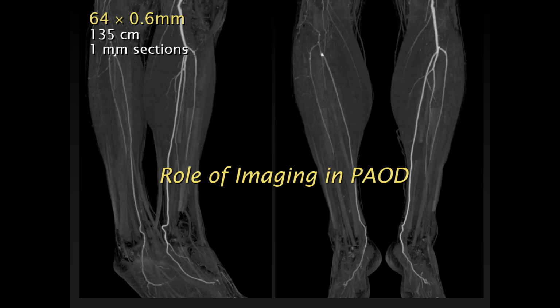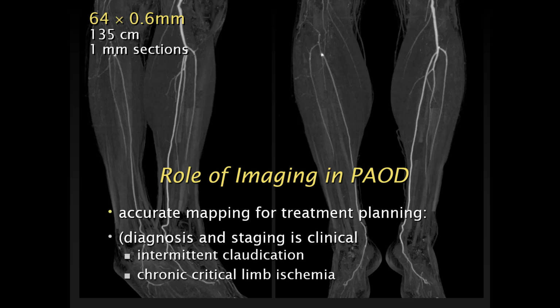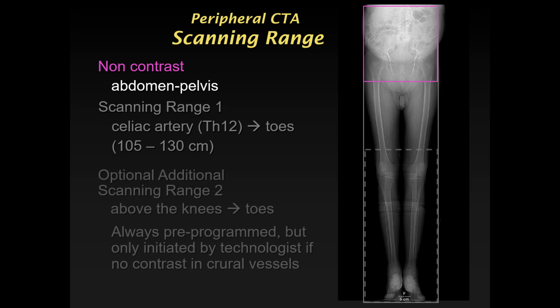So we have to adapt a lot in our protocol to make sure that we get decent image quality. Also, the role of imaging in these patients is not necessarily to make a diagnosis of peripheral artery disease, but the main reason why we do these studies is because we want to show where the lesions are so that the surgeons know how to treat them. And that's reflected in the standard runoff protocol.